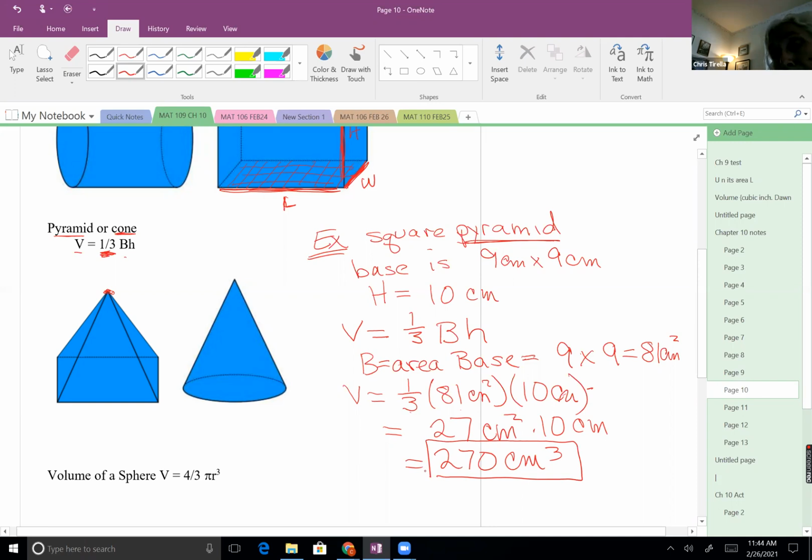All right. And I hope that showing you that it takes 3 of these to fill 1 of these helps you remember why that 1/3 is there. Okay?